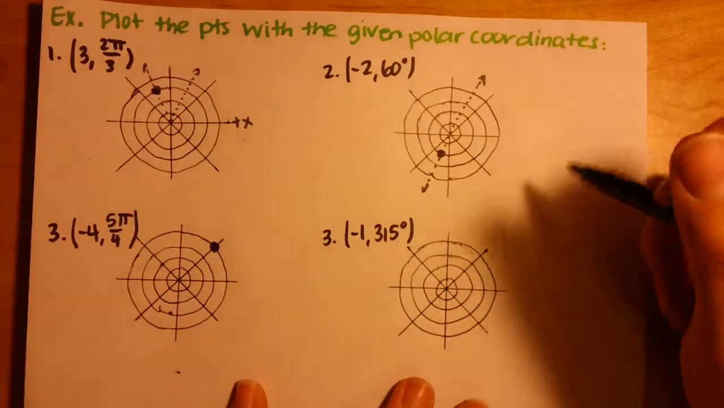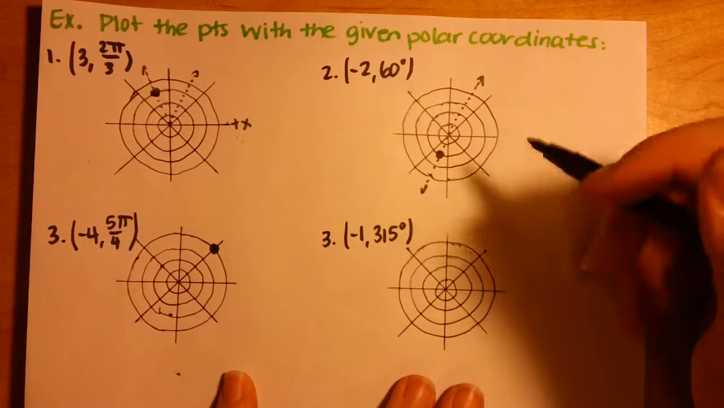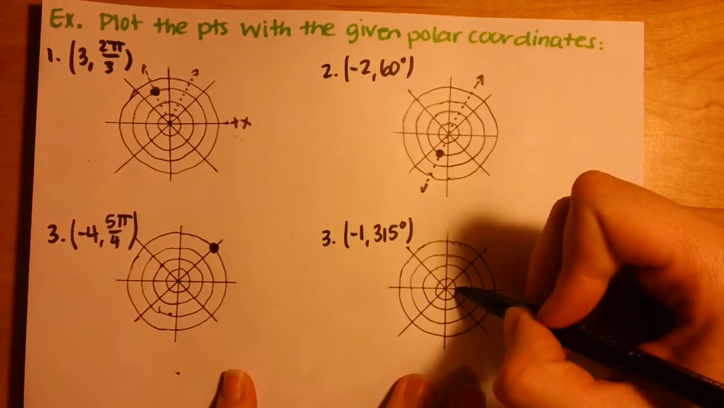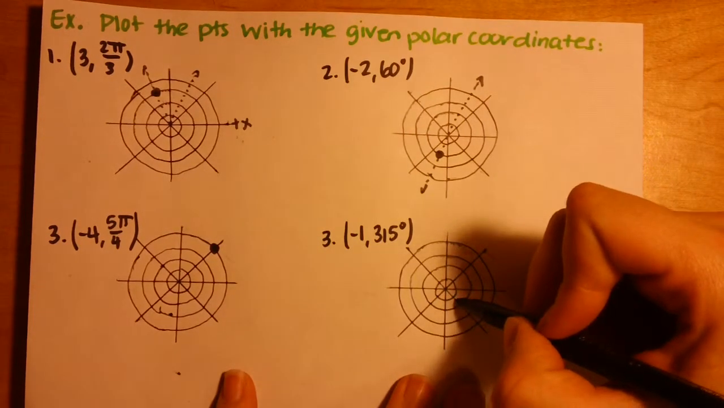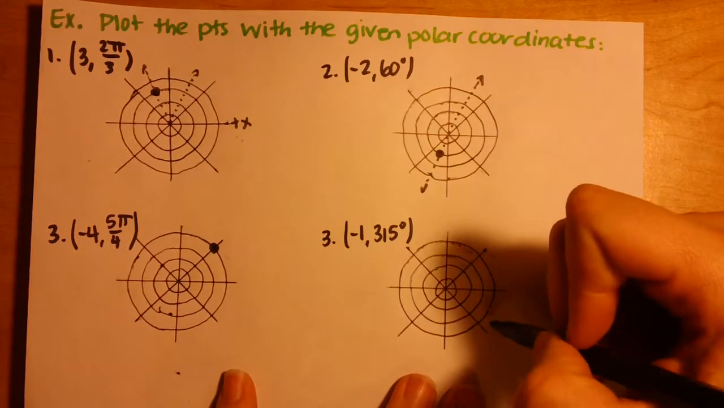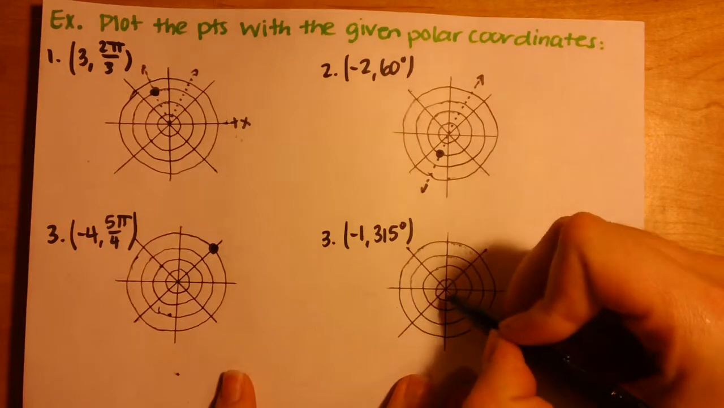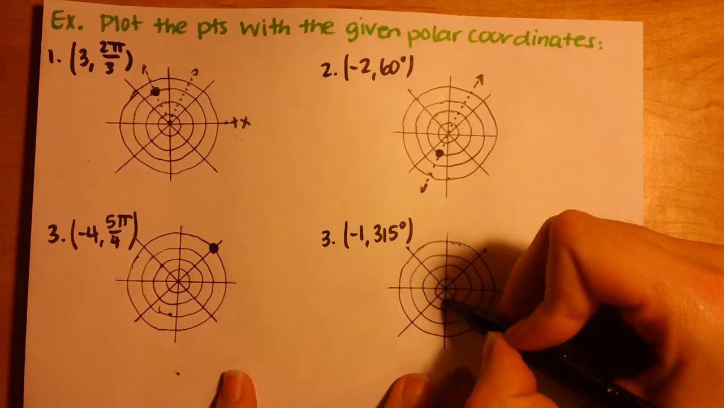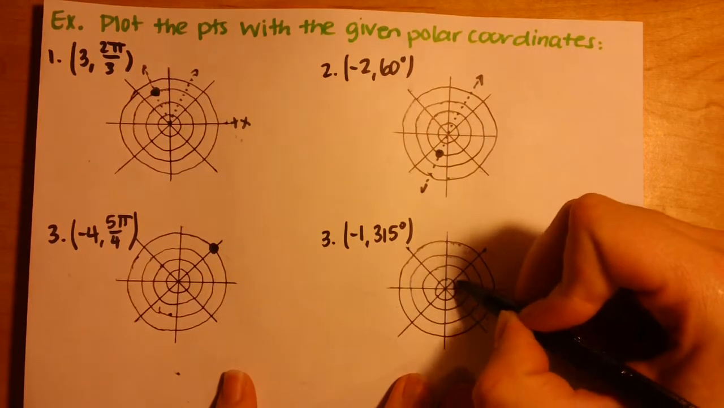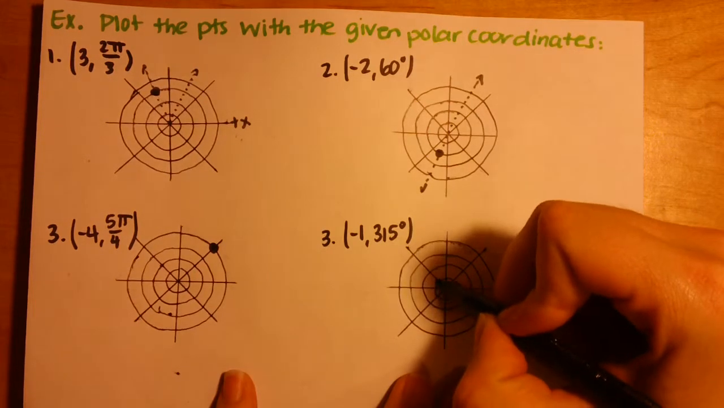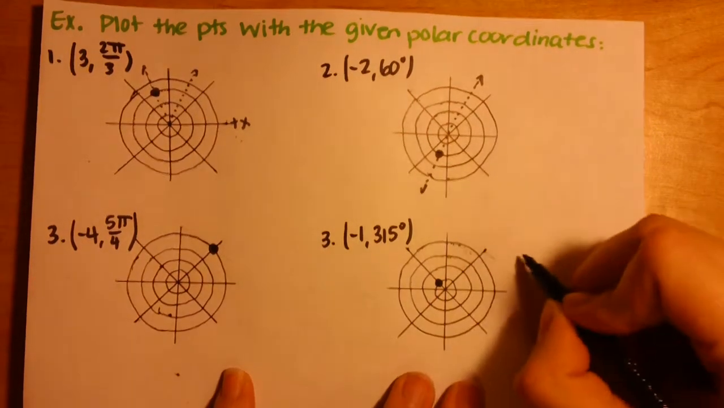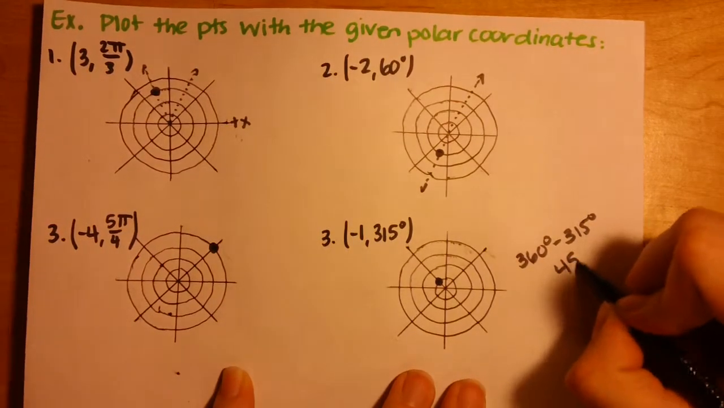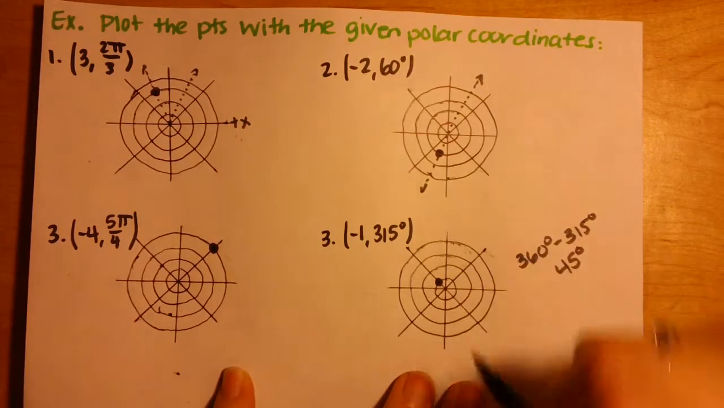Okay? And our last example, (-1, 315 degrees). If we start from this axis over here, you go 315 degrees, you're going to be down here somewhere. But since we're starting at -1, 315 degrees, we count 45, 90, go all the way around, and we have 315 degrees here. Another quick way is to look at 360 degrees minus 315 degrees. That's 45 degrees, so you know you'll be 45 degrees short of where you started.